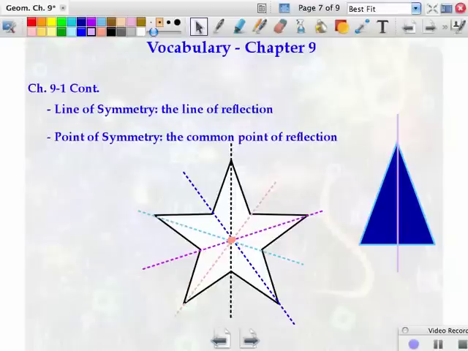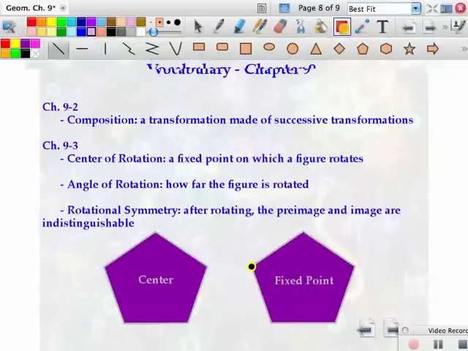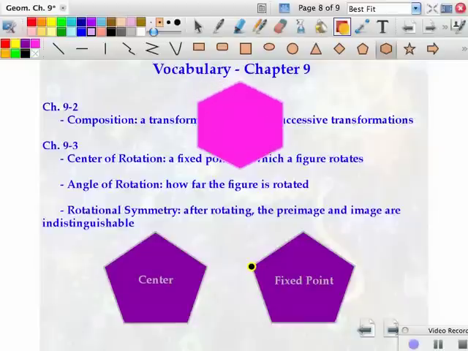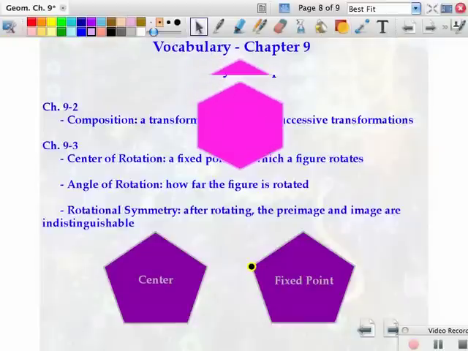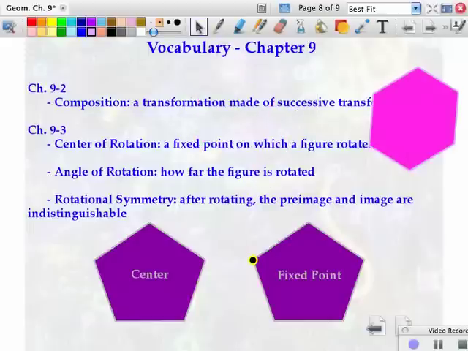Composition, so a transformation made of successive transformations. So a composition would be something like taking a shape, let's say I take a hexagon and I rotate it. All right, so I'm going to rotate it and then I'm going to slide it. So I have the rotation and the translation. Okay, so it's just successive.